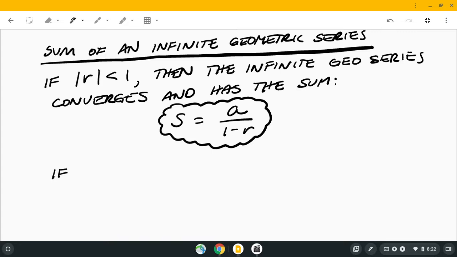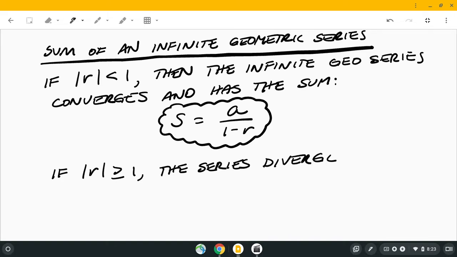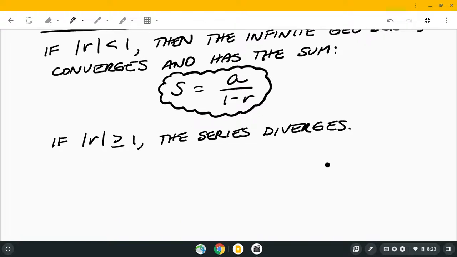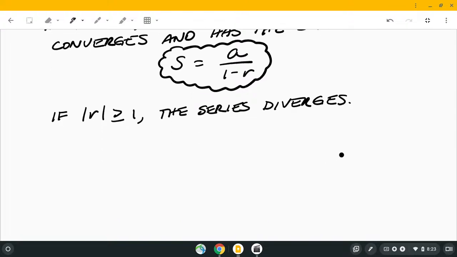If the absolute value of R is greater than or equal to 1, the series diverges, and there you can't find the sum using this formula. All right, let's take a look.